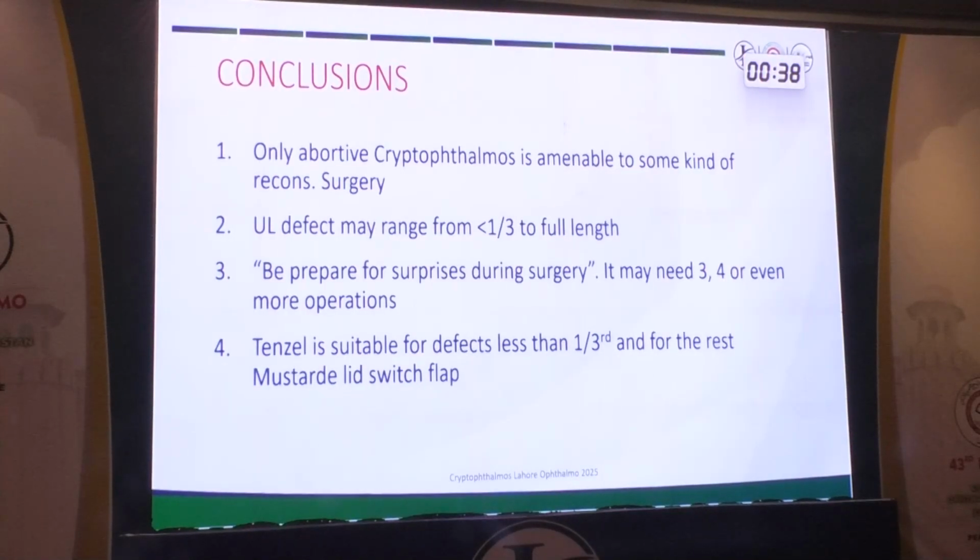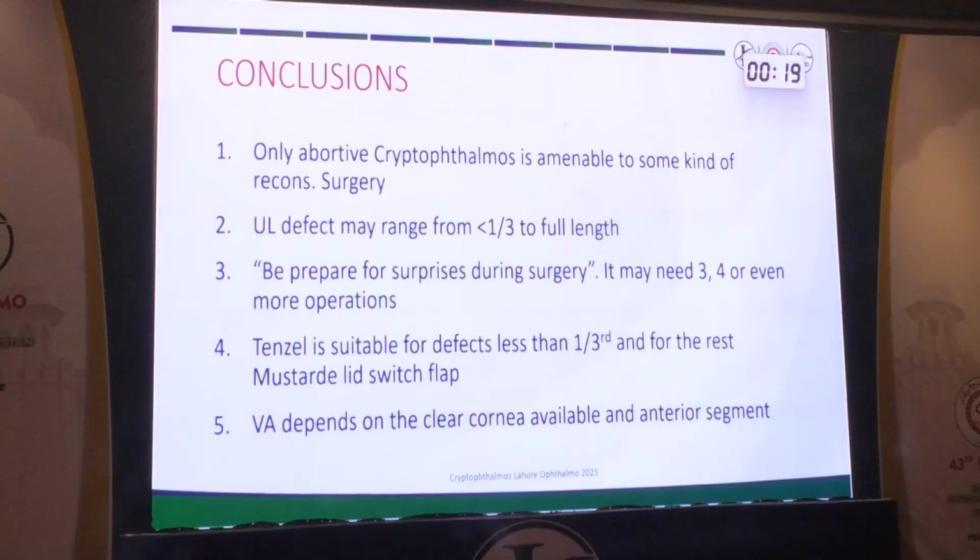Tensor is suitable for less than 1/3 in children. In adults, you can do up to 50 to 60% defect. You can do a tensor flap, but not in children. If you do it, it will open up. Remember, if the defect is more, then it won't work in young children. Its skin is very tight, and visual acuity depends on the clear cornea available and anterior segment defects.